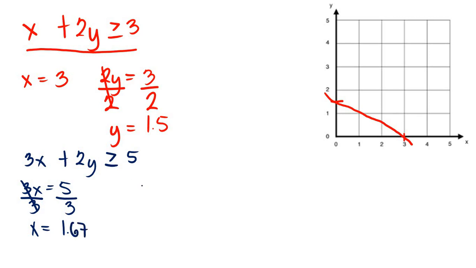And then the second one, 2y is equal to 5. We divide both sides by 2. And then we cancel 2. The value of our y is then 2.5. We are then going to plot it in our graph. So maybe around 1.67 is around here. Okay. And then our y is around probably here. That would be 2.5.